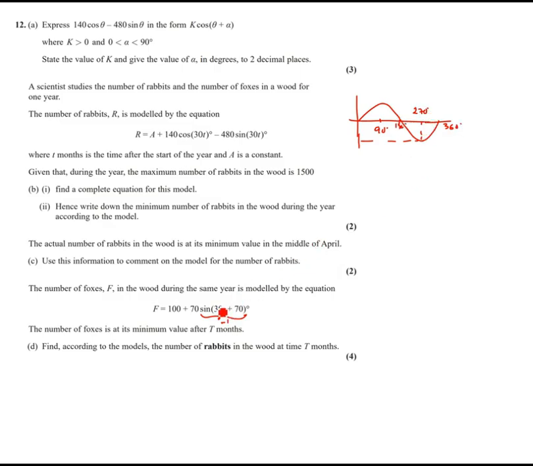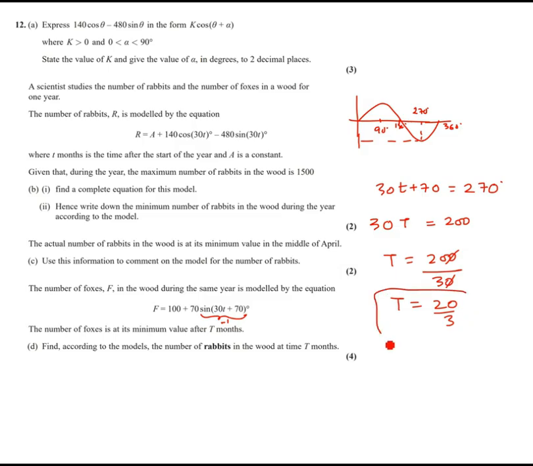That means when this 30t plus 70 is 270 degrees, then this will give us the value of capital T. So we can write 30 times capital T, and then subtract 70 from both sides. That will give us 200. That means T is 200 divided by 30. Cancel the zeros. So T is 20 divided by 3.